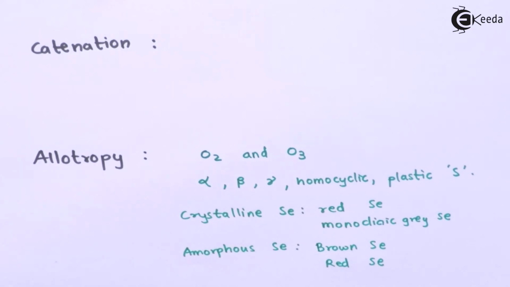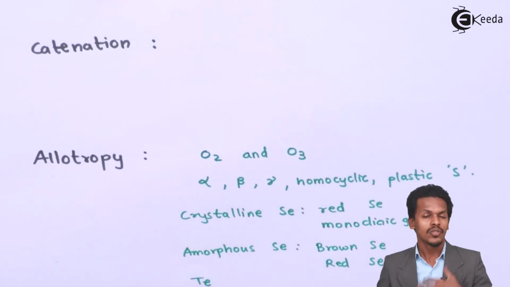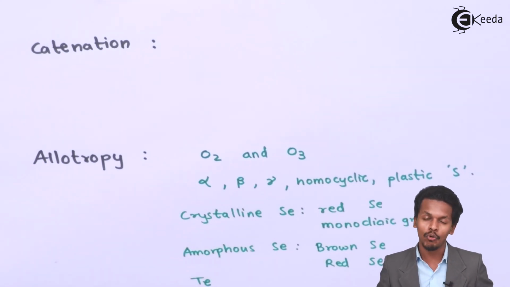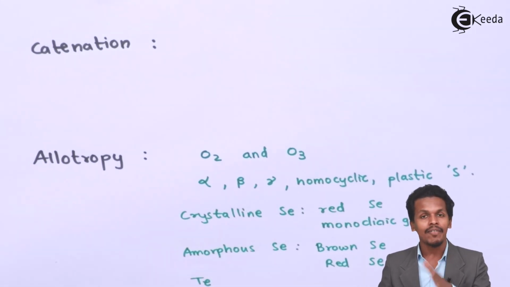So this was related to selenium. We have discussed oxygen, sulfur, and selenium. Now let me talk about tellurium. Tellurium has 2 allotropes, non-metallic and metallic tellurium. Polonium also has 2 allotropes, alpha and beta polonium, and both are metallic in nature. So these were all the points related to the trends in the physical properties of group 16 elements.